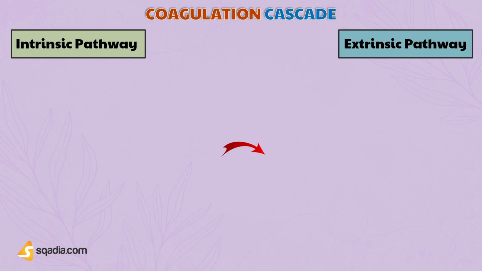Let's dive into the details of the intrinsic pathway of the coagulation cascade. The first step is triggering the intrinsic pathway. The intrinsic pathway is initiated by damage to the endothelium, the inner lining of blood vessels, or exposure of blood to negatively charged surfaces. These events cause the activation of clotting factor 12, also known as the Hageman factor.